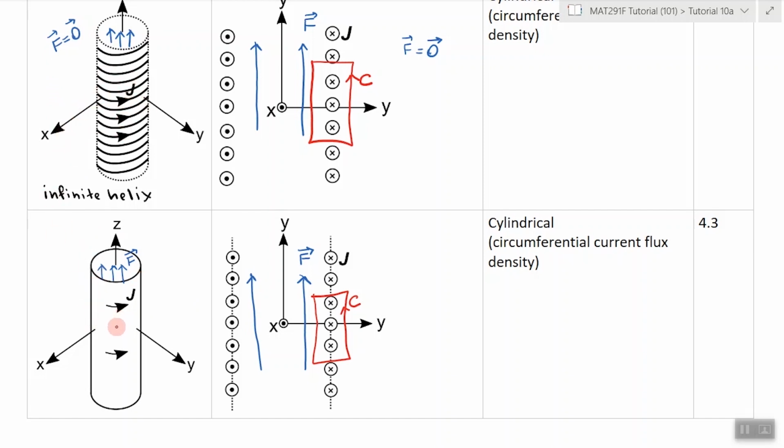Second thing is that the fact that I said this and this are very similar is kind of an approximation, right? Because in this case, this is really a sheet of current. In this case, we're pretending that our field looks like it's a sheet of current and that it doesn't see those individual wires, right? And this is what we discussed a bit in tutorial 8.